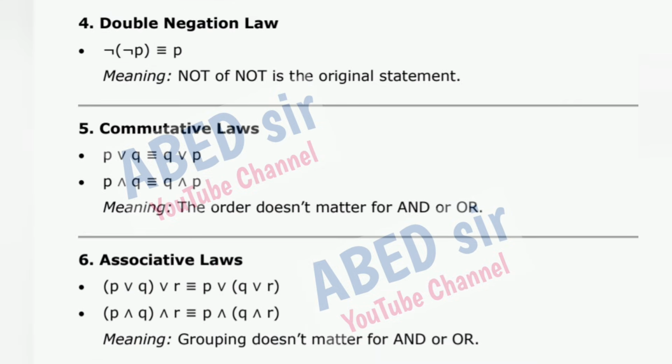4. Double negation law: ¬(¬P)≡P. Meaning, not of not is the original statement. 5. Commutative laws: P∨Q≡Q∨P, P∧Q≡Q∧P. Meaning, the order doesn't matter for AND or OR. 6. Associative laws: (P∨Q)∨R≡P∨(Q∨R), (P∧Q)∧R≡P∧(Q∧R). Meaning, grouping doesn't matter for AND or OR.